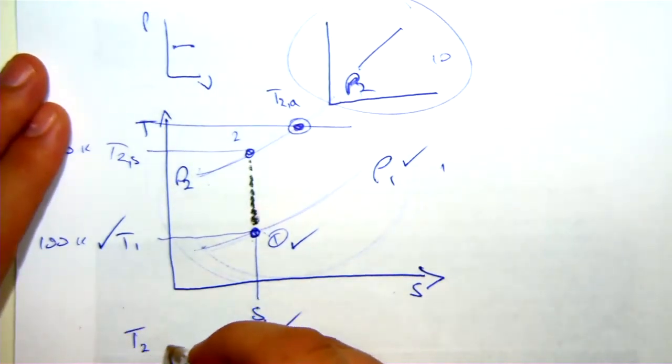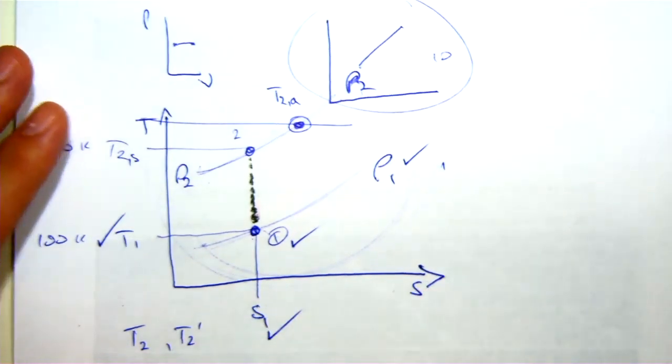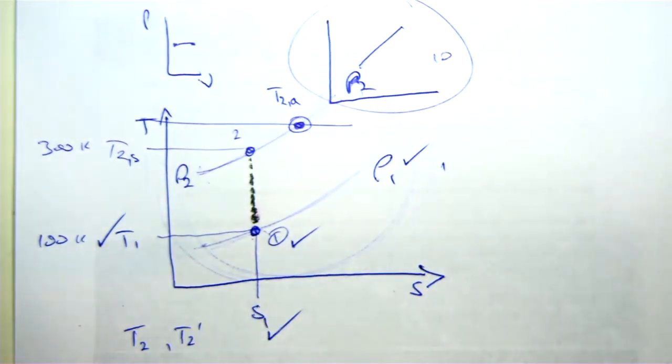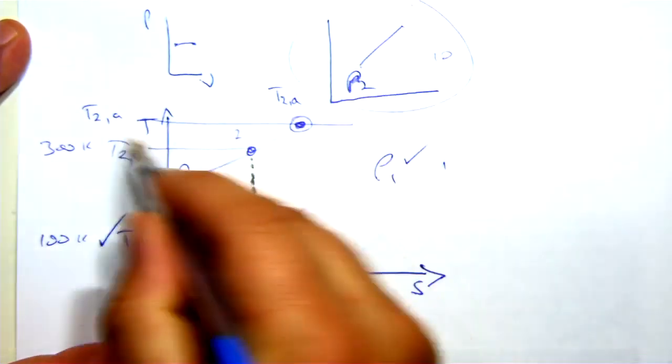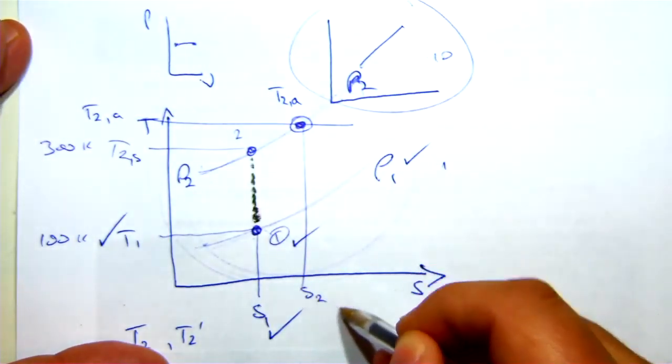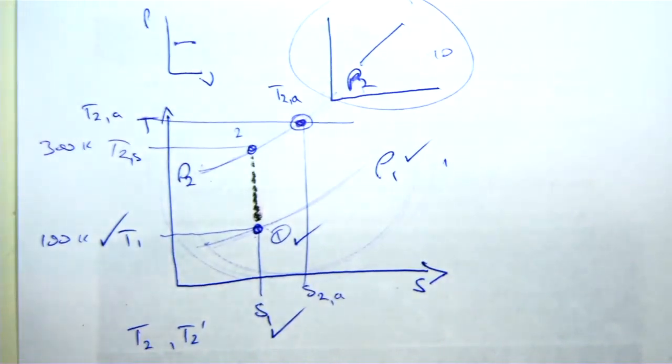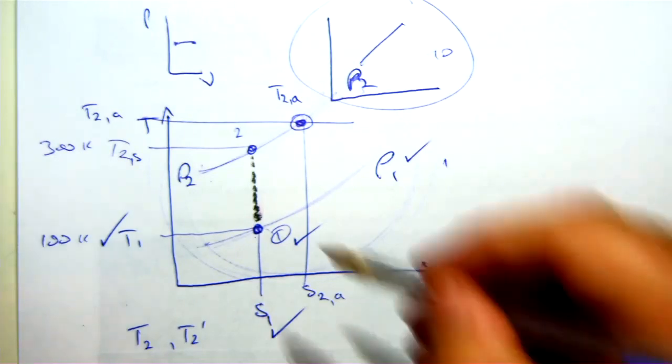Some textbooks use T2 and T2 dash. I prefer to use T2S and T2A because it lets me say the words isentropic and actual as I write them down. So I've got T2A here, S2A. I measure 350 Kelvin. I put it on my TS diagram, and I say, hang on a second. For that to be real, my entropy has gone up. For that to be the true new pressure and temperature, my entropy has to have gone up.